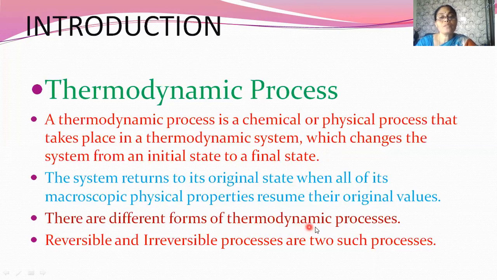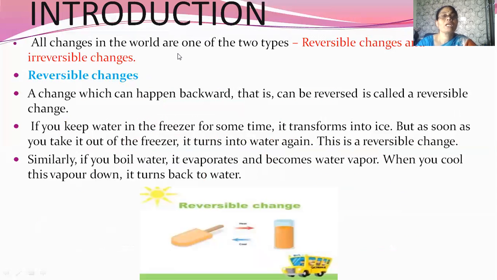There are different types of thermodynamic processes. Among them, today we are going to discuss reversible and irreversible processes. So, in order to understand reversible and irreversible processes, first let's try to understand what are the different types of changes. All the changes which are available in nature are of two types, reversible changes and irreversible changes. First, let's see what are reversible changes.